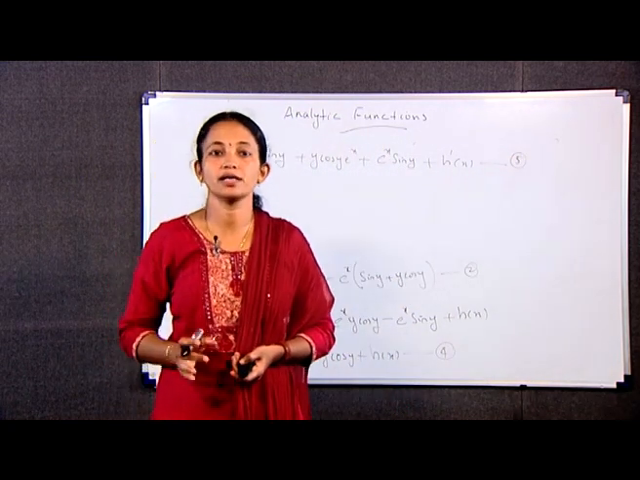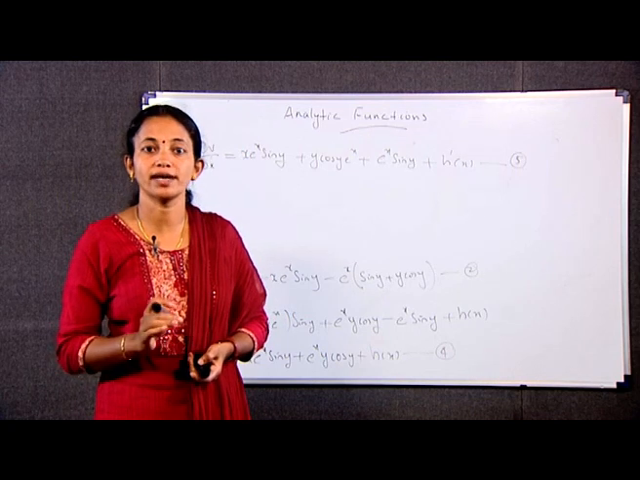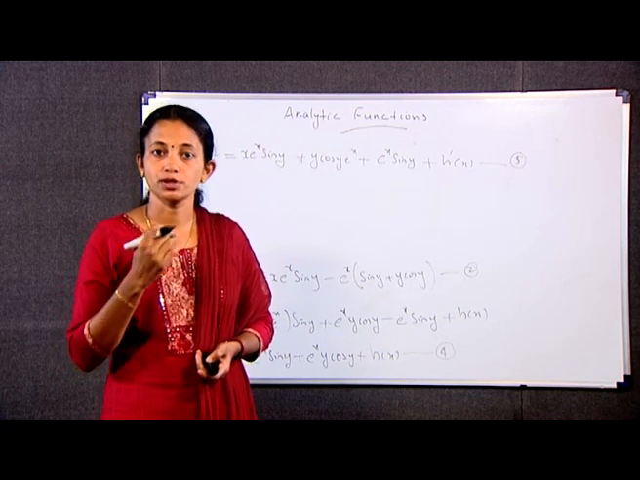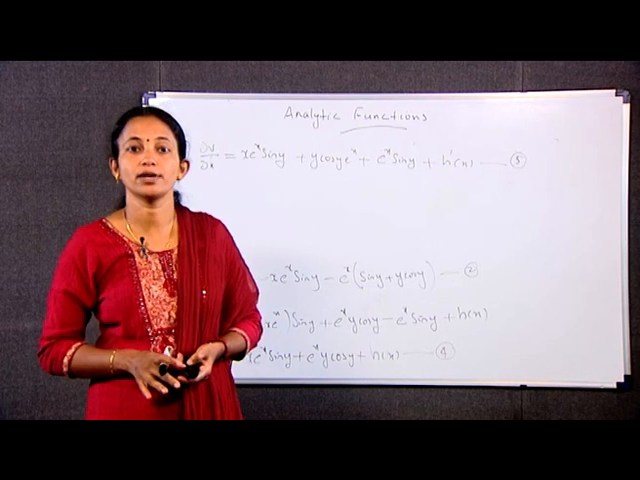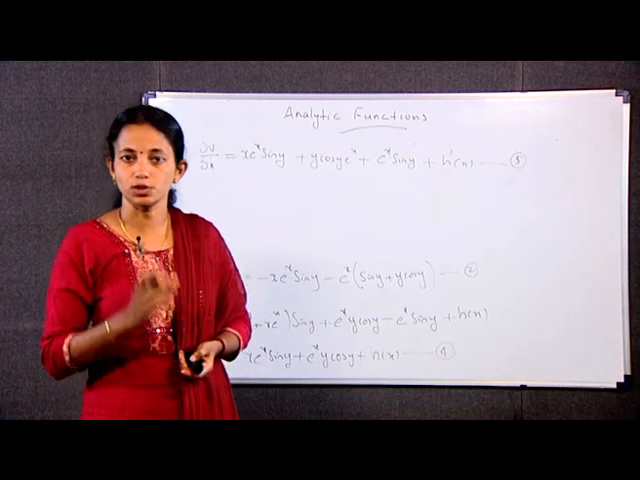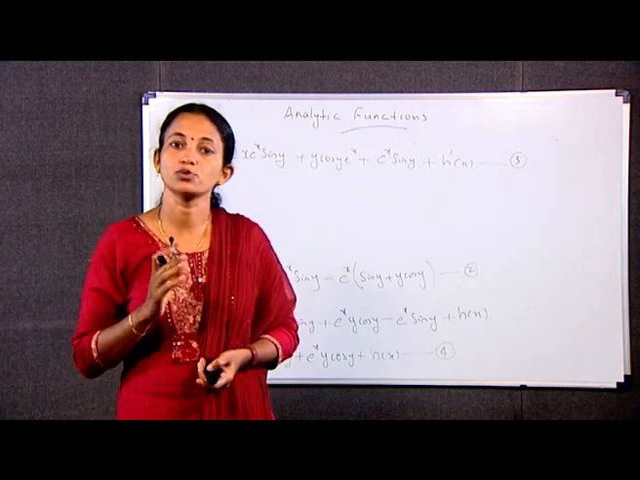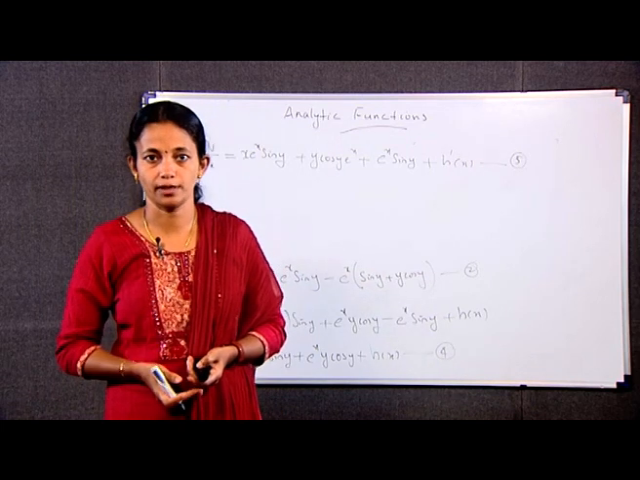Using the Cauchy-Riemann equations, ∂u/∂y is equal to minus ∂v/∂x. Equation number 2 implies that ∂v/∂x is equal to x e^x sin y plus e^x sin y plus cos y.